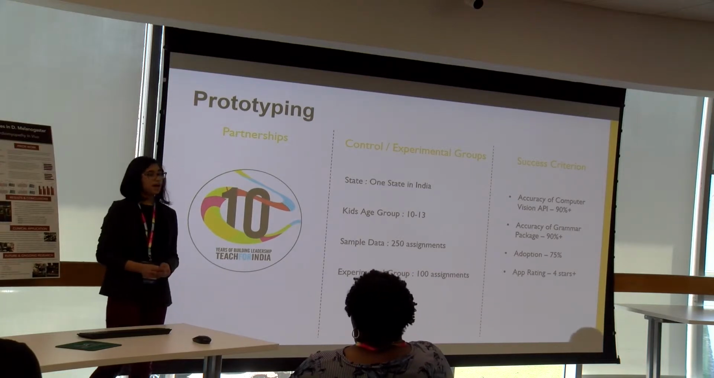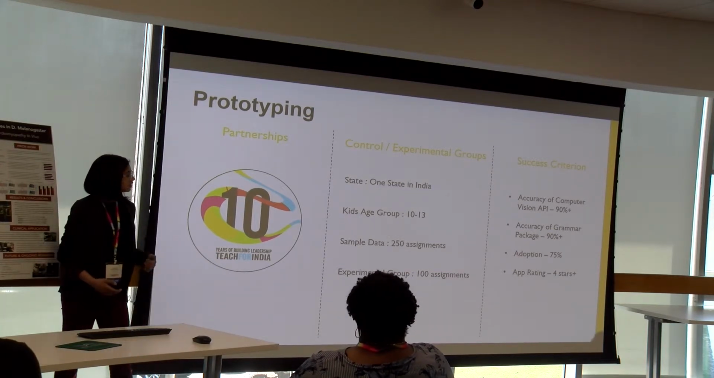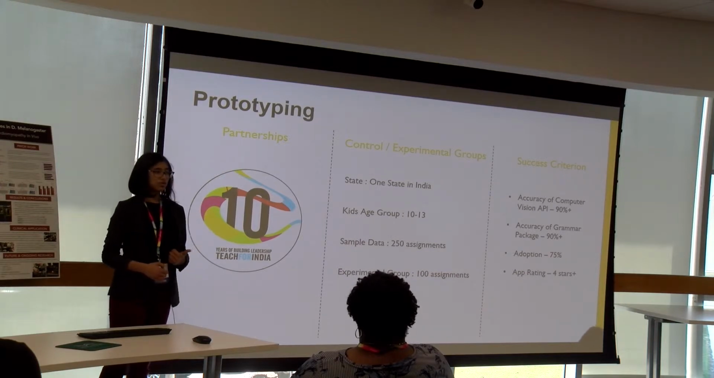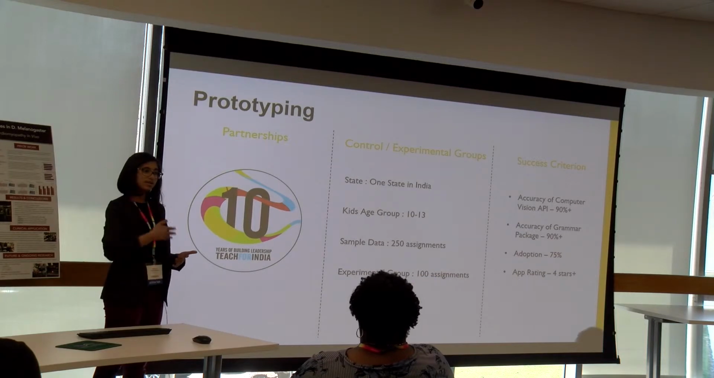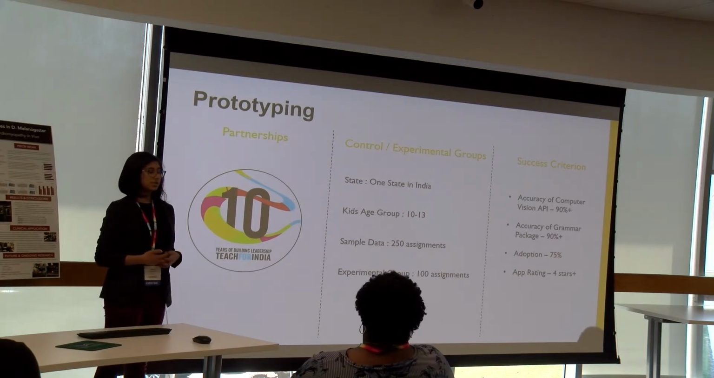And just like any other app, I would need a success criteria, like the accuracy of my computer vision should always be 90% and above. And the accuracy of the grammar package, which is correcting the grammar mistakes, should be 90% and above too.